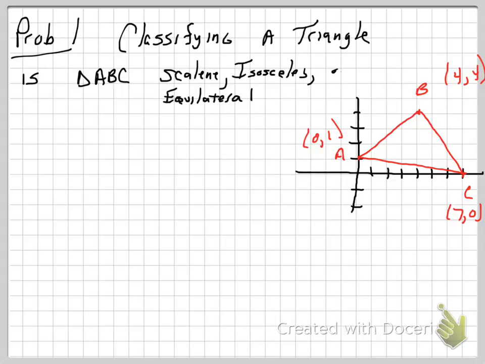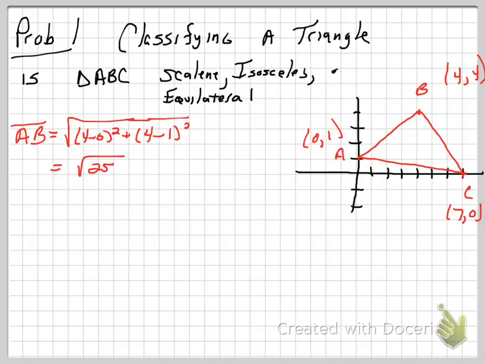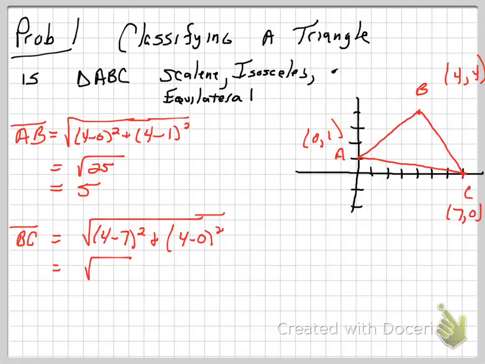So what I need to do is find the distance. Let's find AB first. It's the square root of 4 minus 0, our x's, squared, plus the difference in our y's, which is 4 minus 1, squared, which ends up giving me, punching my calculator, the square root of 25, so AB is 5. Okay, let's find BC next. Again, square root of x, which is 4 minus 7, squared, plus 4 minus 0 squared. That's going to give me the square root of 25 when I plug it all in. That ends up giving me 5.